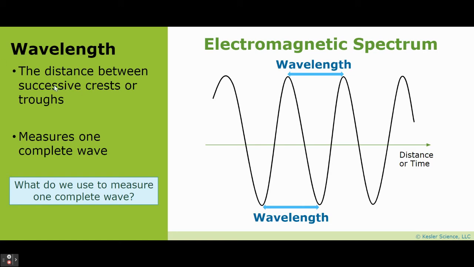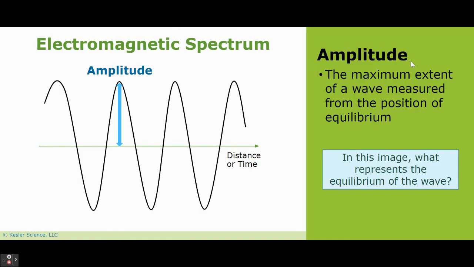And then the wavelength, right? That's the distance between a crest or a trough. So this is a wavelength from crest to crest, or this is an example of a wavelength from a trough to a trough. It measures one complete wave. And then amplitude, this is the maximum extent of a wave. So what y'all know it as is the height. It's the height of the wave. It's from this rest position to either the crest, or it could be rest position down to the trough.